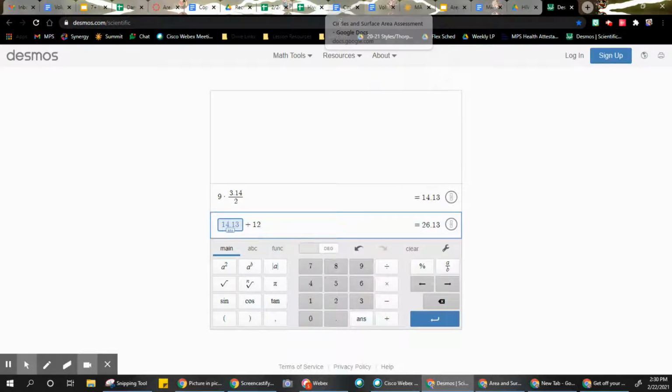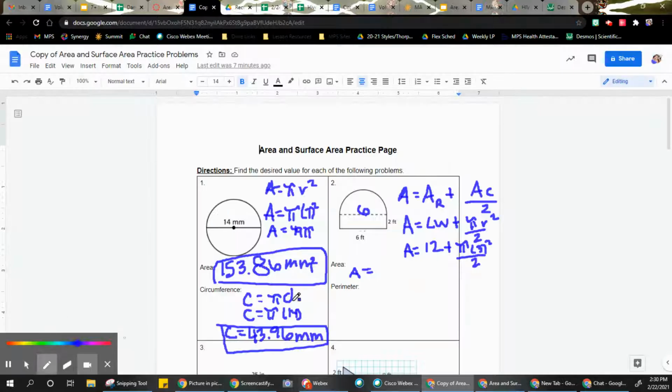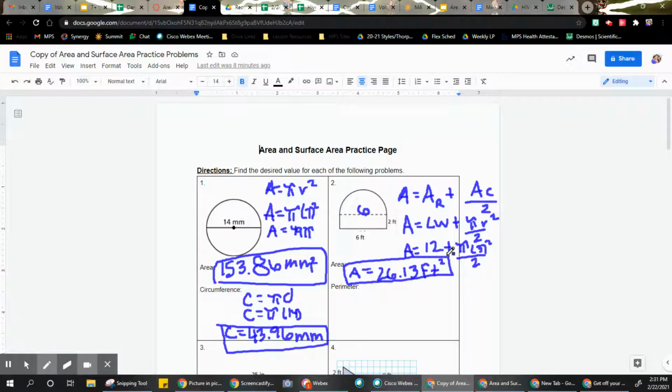So if I come back over here, I'm going to write this in. My area is 26.13. And now I've got to put my units, which is feet. And since it's area, which is feet times feet, it's feet squared. Okay. So now I've got to move on to my perimeter.